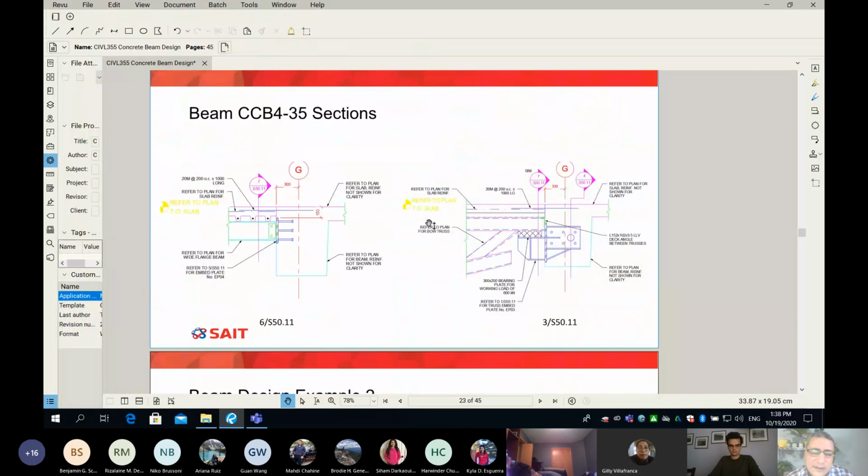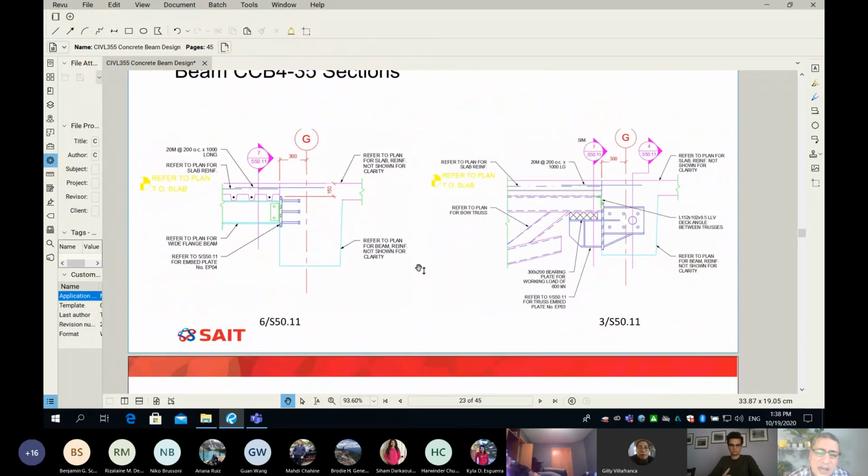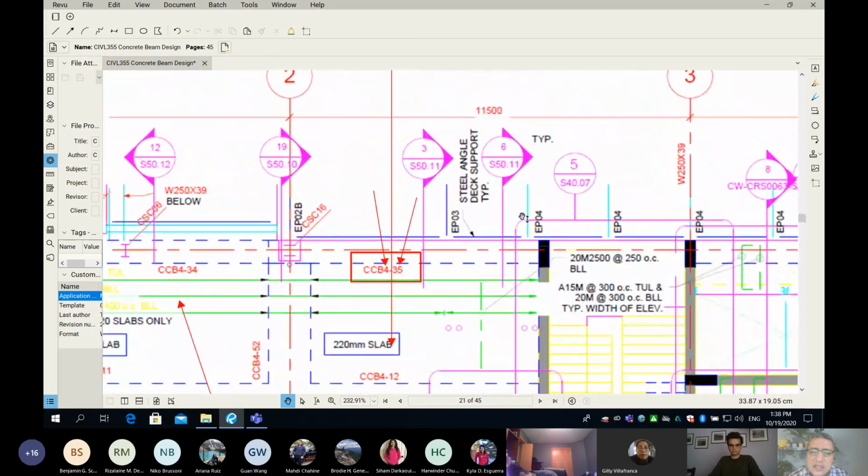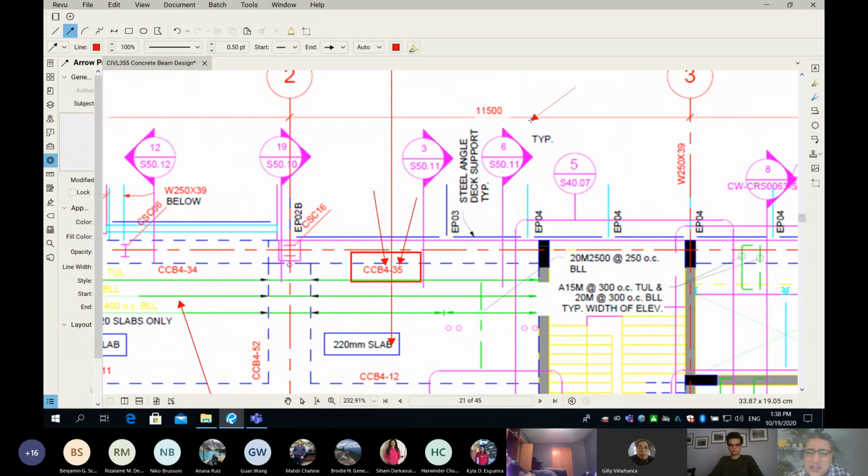Okay. Now, again, I don't have time to go through those, but I just cut them or got them from the structural set of Aldrich Center, and those are sections through the beam. You can see here in the beam, somewhere on the plan view, it says there is a section, and this section is section 6 over S50.11, and this section here is section 3 over S50.11. Guys, very important, because some will wonder what the section looks like here. So simply you have to go to the drawing S50.11.